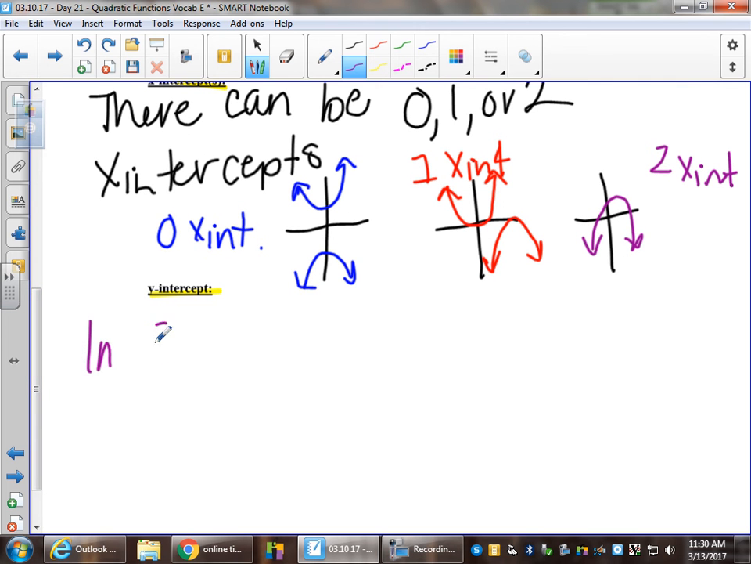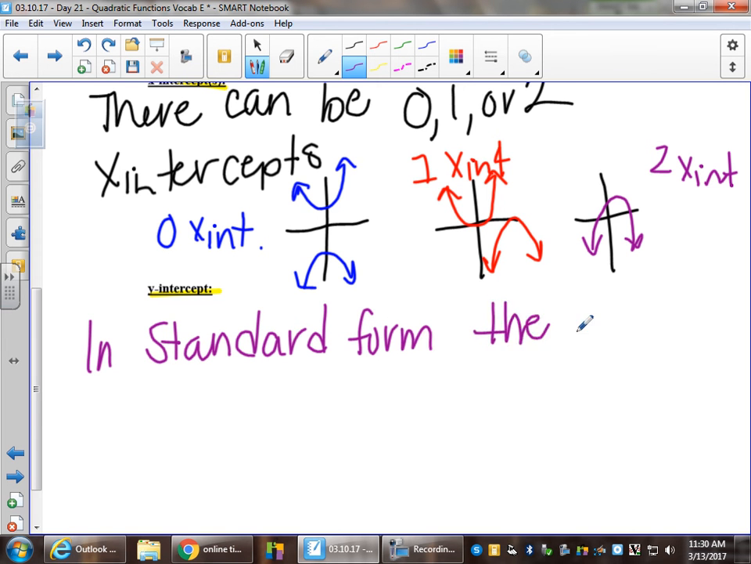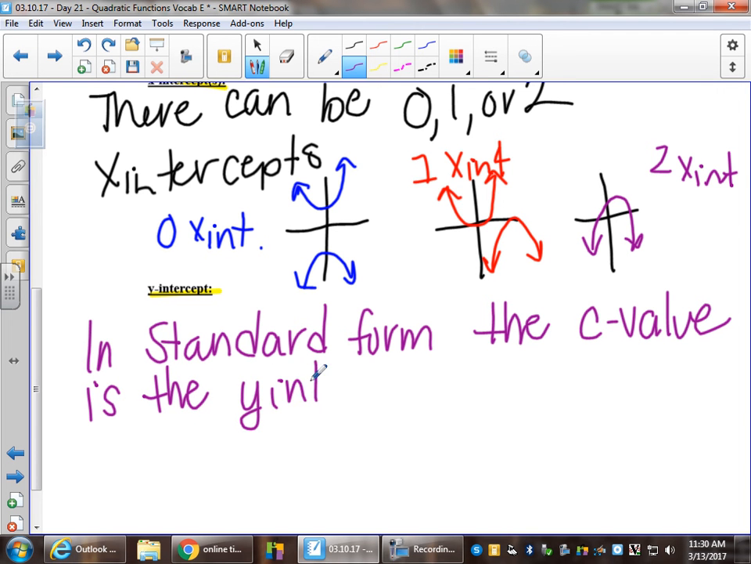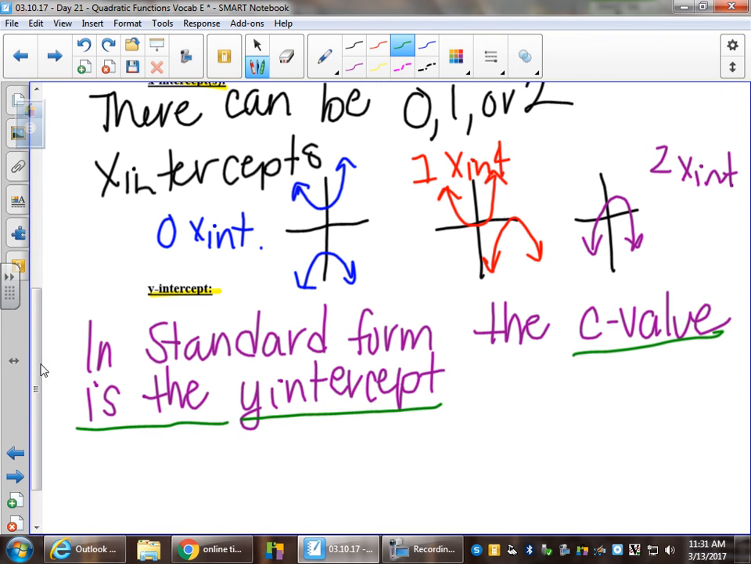Y-intercept. In standard form, the C value is the y-intercept. What is standard form? ax squared plus b, exactly. So just that c value, when it's given in standard form, is going to be your y-intercept. So maybe you can underline c value is the y-intercept so you don't forget.